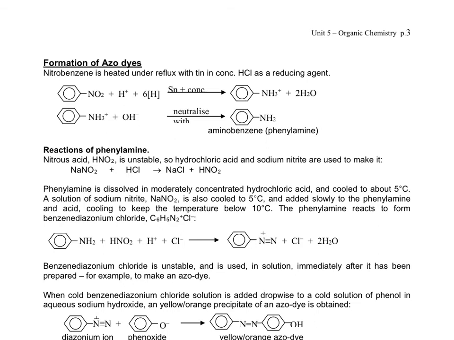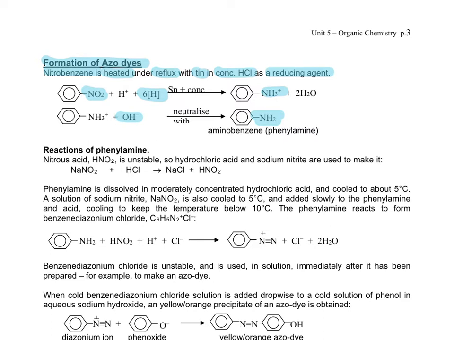A really common exam question that comes up is one about the formation of azo dyes, and this is a several step process. So nitrobenzene with our NO2 group on is heated, so the conditions are it's heated under reflux, and you need a tin catalyst as well as some concentrated HCl as our reducing agent. Remember we said we represent this reducing agent as our H inside the brackets. And what happens here is you'll actually get an NH3 plus group forming there, which can go on and react with OH minus, and that is what will form our aminobenzene.